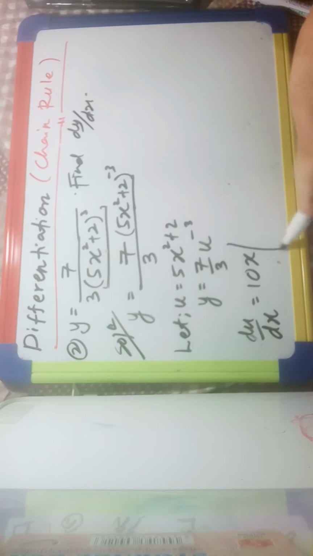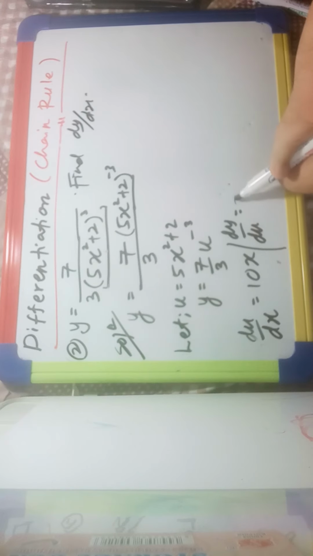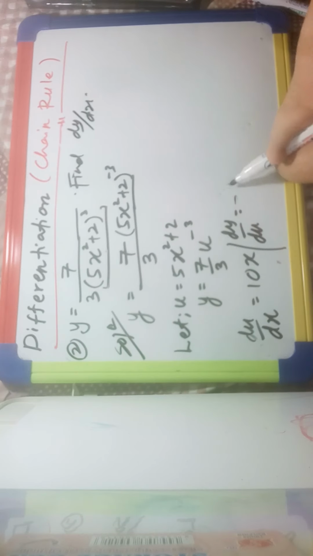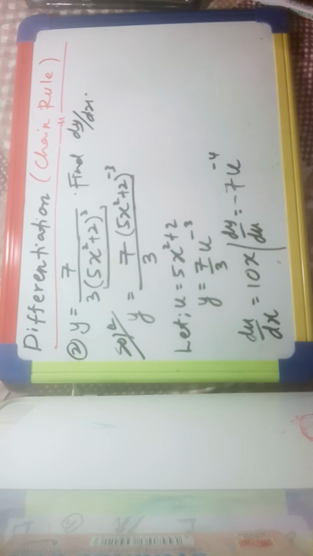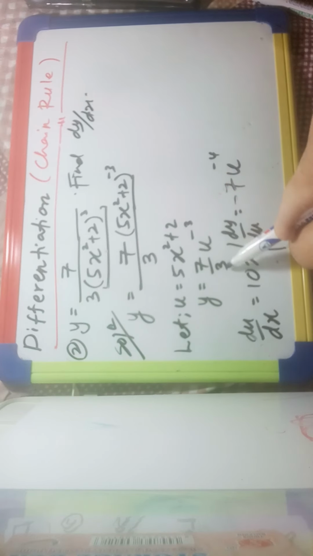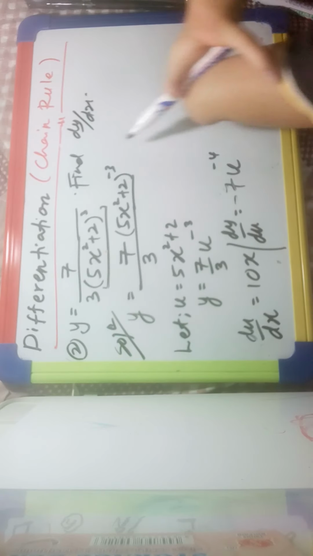What about dy over du? Differentiate this one, 7 over 3 u to the power of negative 3. Power goes down, power minus 1. So you will get minus, I bring down negative 3, simplify with 3, it leaves only negative 7, then u to the power of negative 4. Where is 3? Already cancelled out. When I bring down negative 3 in front, it cancels with this denominator. So left only negative 7 u to the power of negative 4.